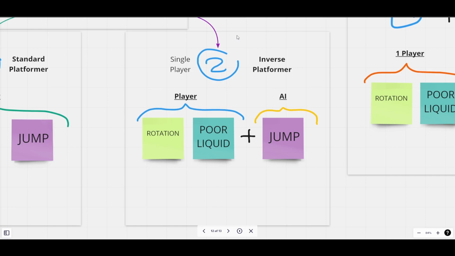The second game mode that I thought about was an inverse platformer, still a single player game. The AI will be in charge of jumping, and our player will be in charge of the rotation and the ability to pour liquid inside the mug. So the player will be in charge of obstructing the AI, and the AI will be just in charge of jumping.